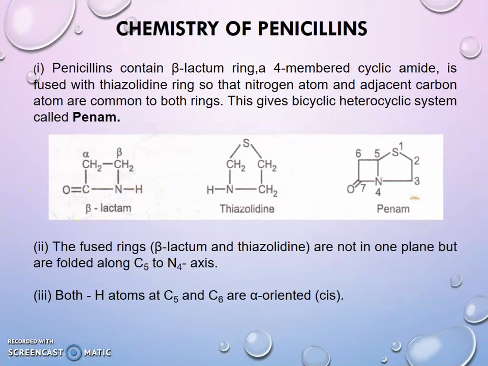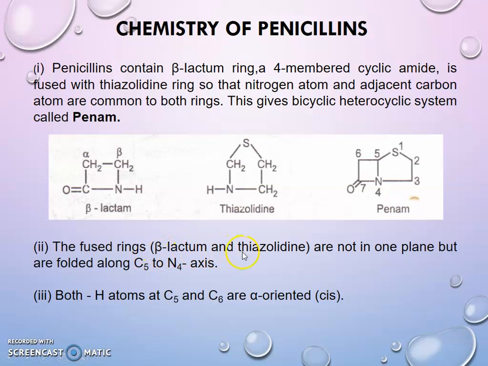Now, chemistry of penicillin. Penicillin contains a beta-lactam ring, a 4-membered cyclic amide, fused with a thiazolidine ring, so that the nitrogen atom and adjacent carbon atom are common to both rings. This gives a bicyclic heterocyclic ring system called PENAM. This is the 4-membered cyclic amide ring, that means the beta-lactam ring, which is fused with the thiazolidine ring to form this PENAM ring, a bicyclic heterocyclic system.